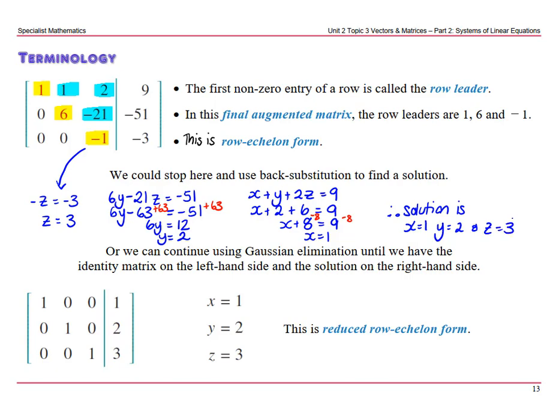So that's one option. We could also continue using Gaussian elimination until we have the identity matrix on the left-hand side, and then our solution can be read straight off. So you can see here that we have our identity matrix, which means that we can read our solution straight off. x equals 1, y equals 2, and z equals 3. Now this is known as reduced row echelon form.